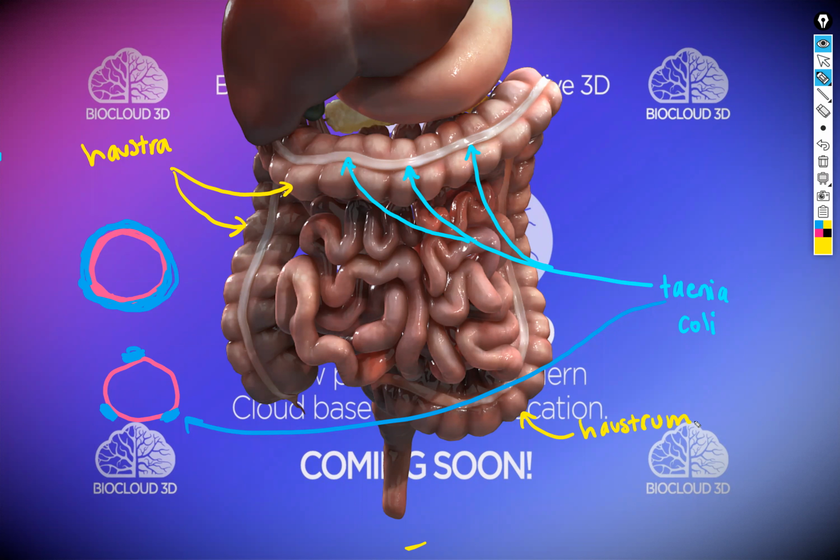Haustrum, singular. So these are just baggy areas that bulge out as a result of the contraction of the Taenia coli. They're also a place where diverticuli tend to form. If you've heard of diverticulitis, a diverticulum is basically an outgrowth or pouching of a haustrum like so. And they tend to, like the intestines, fill up with feces and become inflamed and painful. And that creates all kinds of problems. And they can rupture, which is a medical emergency. So, just a quick clinical note on haustra.